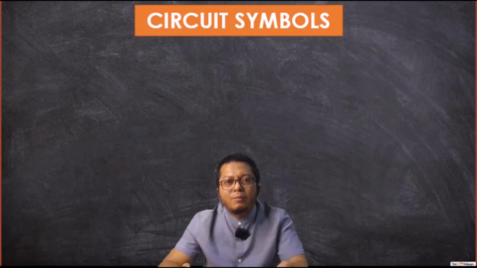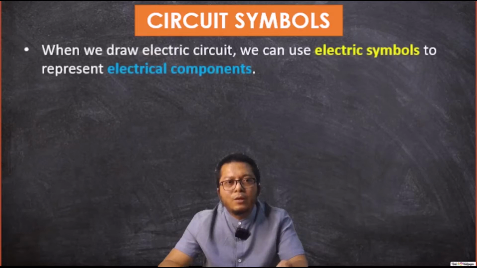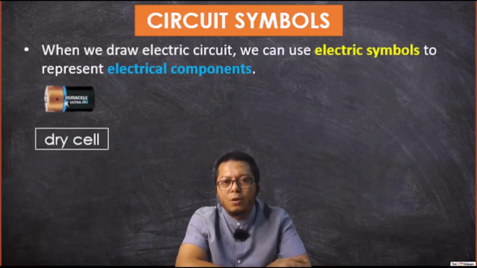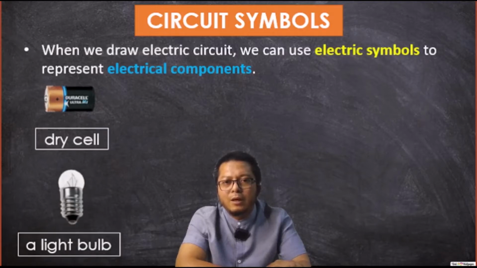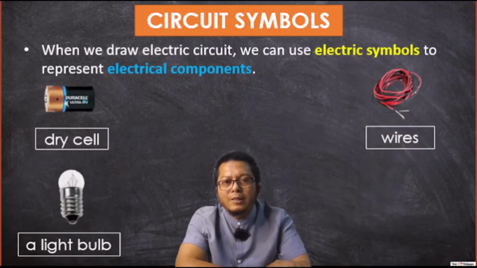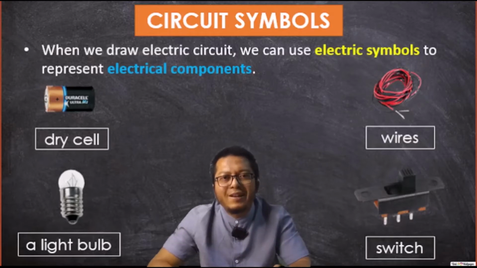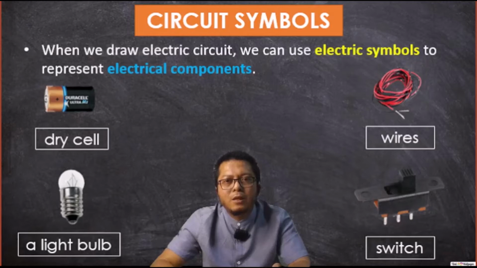Now we have learned about circuit. When we draw an electric circuit, we can use electric symbols to represent electrical components. Now, what are electrical components? Components are these: dry cell, light bulb, wires, and switch. These four are called electrical components of a simple circuit.